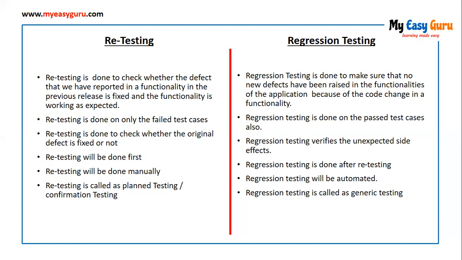Retesting will be done first. Regression testing is done after retesting. Retesting will be done manually, while regression testing will be automated. Retesting is called planned testing or confirmation testing, while regression testing is called generic testing. I hope everyone is getting the differences clearly.